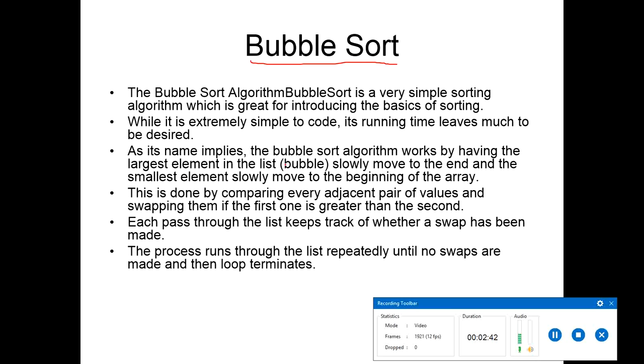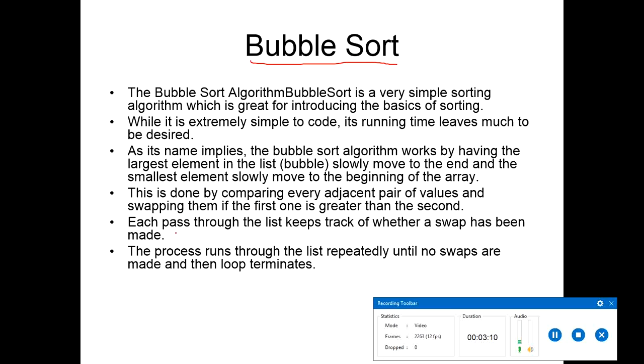As the name implies, the bubble sort algorithm works by having the largest element in the list bubble out slowly and move to the end, and the smallest element slowly moves to the beginning of the array. This is done by comparing every adjacent pair of values and swapping them if the first one is greater and the second one is smaller. So we are doing sorting in ascending order; by default I'll be talking about sorting in ascending order.